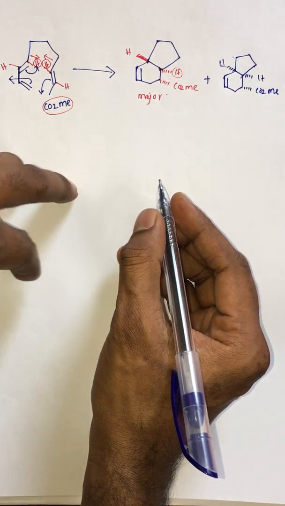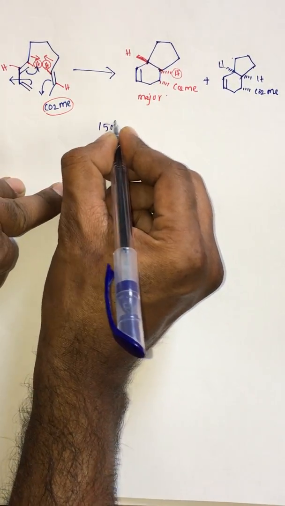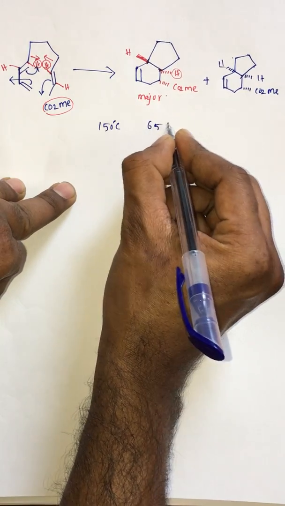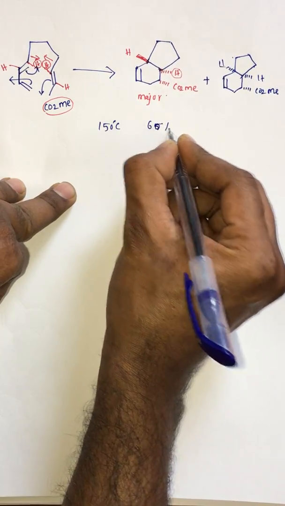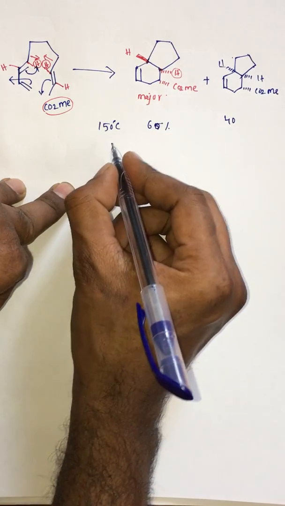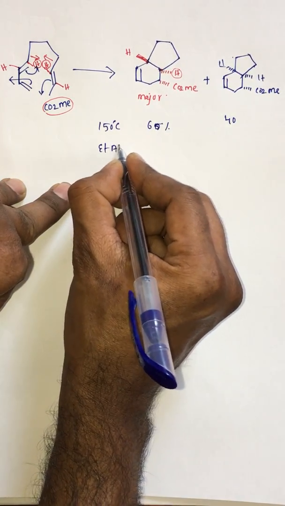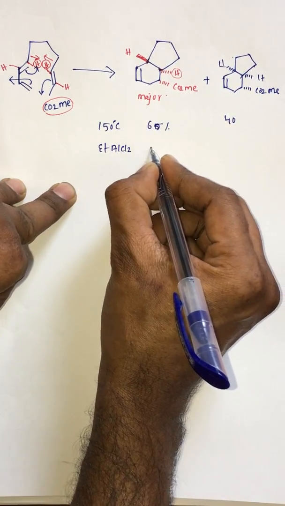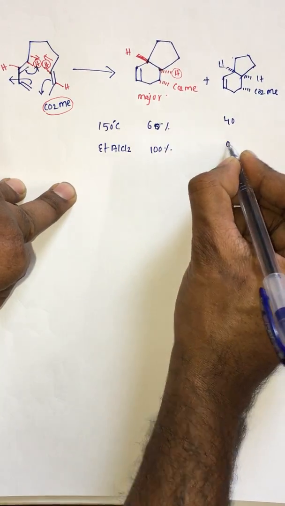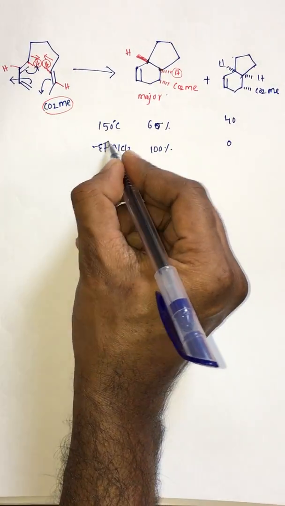There is a condition at 150 degrees temperature. This gives 60% of one product, and this will be 40%. If you use a Lewis acid, you will get 100% of this one, and this is 0%. So what is the Lewis acid doing here?